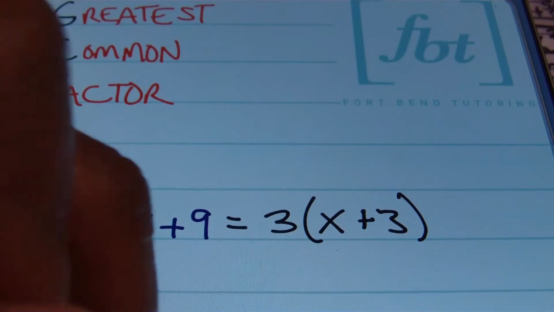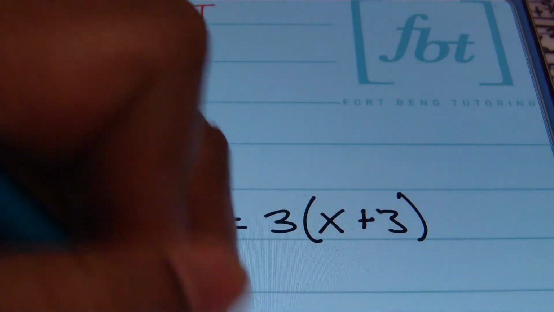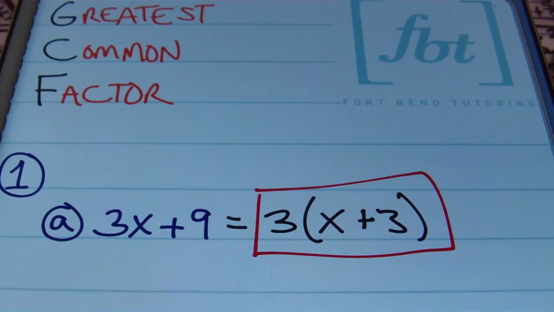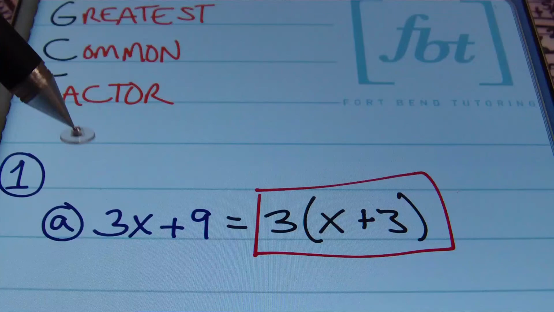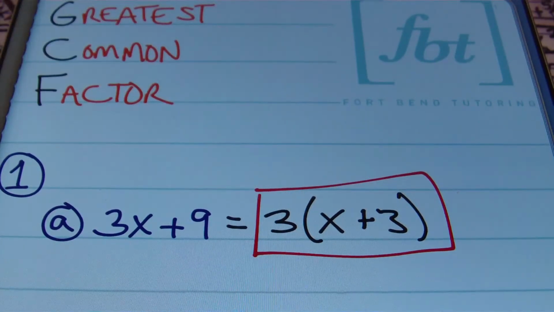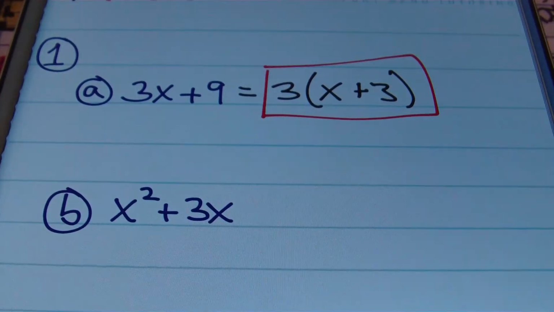Can't do anything else with this. So I'm going to put a red box around it because that's the way I like to write my answers. All right, just like so, ladies and gentlemen, done and done. Now, anytime you want to verify that this result is the answer, all you have to do is just multiply it back together. So 3 times x is 3x. 3 times 3 is 9. Well, that's it. That verifies it. Done and done. All right, let's look at 1b now.